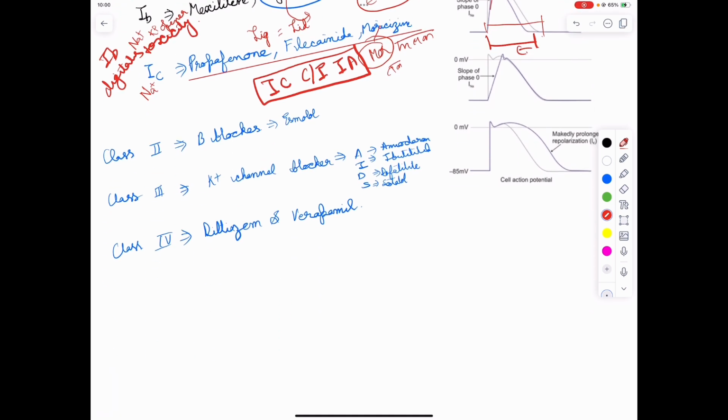Now beta blockers include esmolol. Now what happens in esmolol? It ultimately reduces the heart rate, and so it can be given in tachyarrhythmias and all.